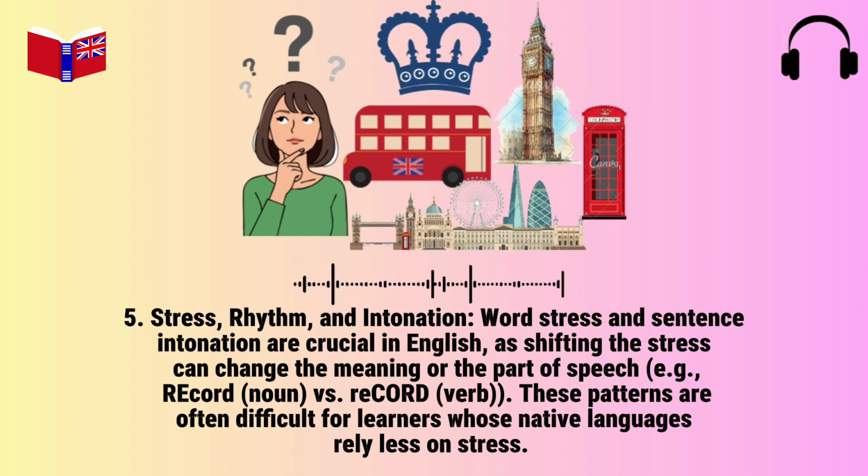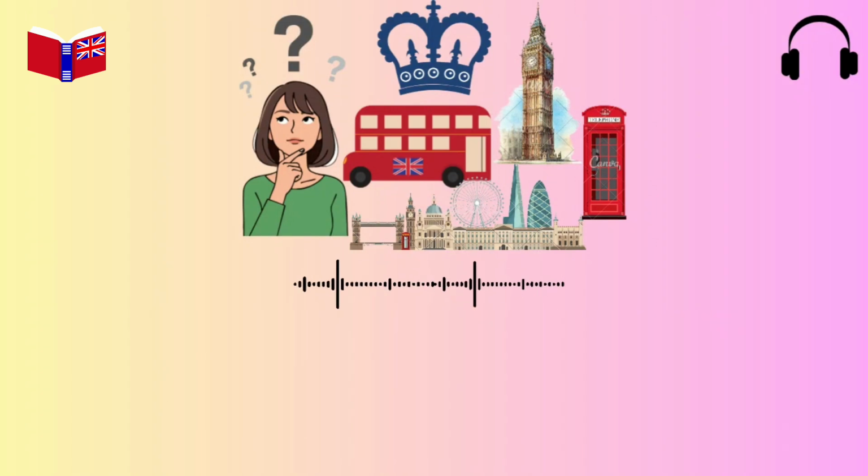Stress, rhythm, and intonation. Word stress and sentence intonation are crucial in English, as shifting the stress can change the meaning or the part of speech. For example, record noun versus record verb. These patterns are often difficult for learners whose native languages rely less on stress.